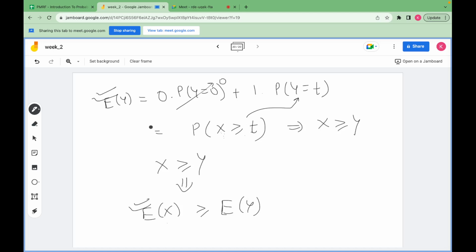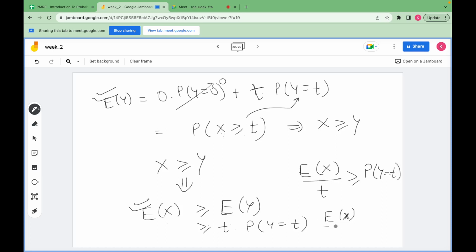So we can put the value of E of y, which is t into the probability of y equals t. So E of x is greater than or equal to t times the probability of x greater than or equal to t, from here.